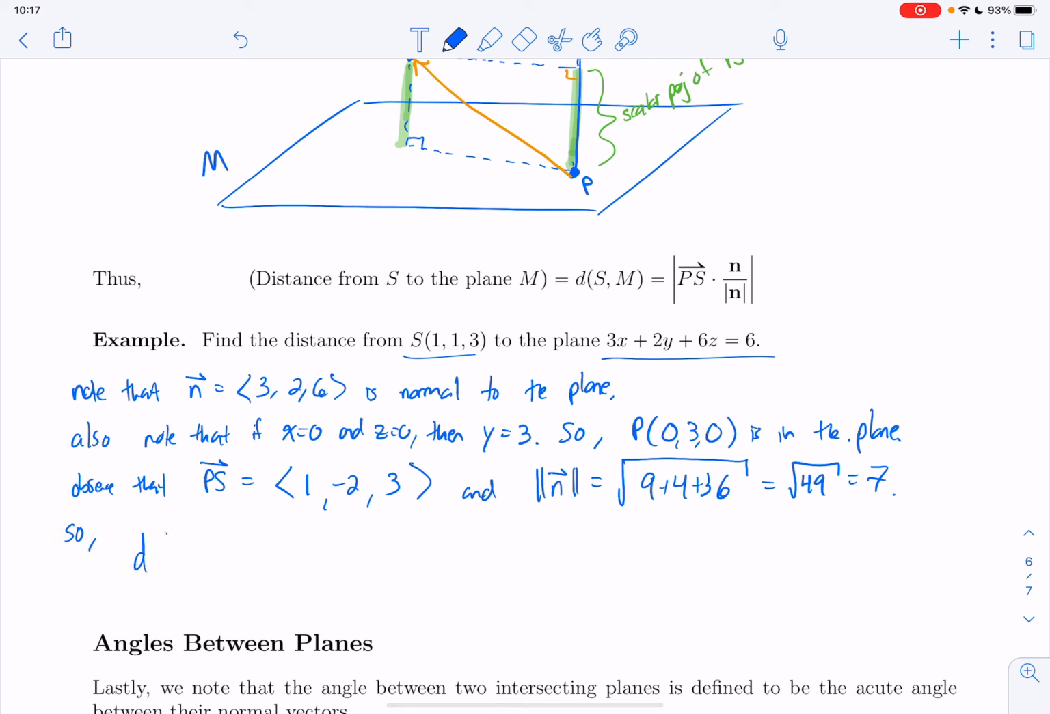So the distance from S to the plane, because I didn't actually give it a name, is equal to the magnitude of the vector 1, negative 2, 3, dotted with the vector n over its magnitude. So that's going to be 3 over 7, 2 over 7, 6 over 7.